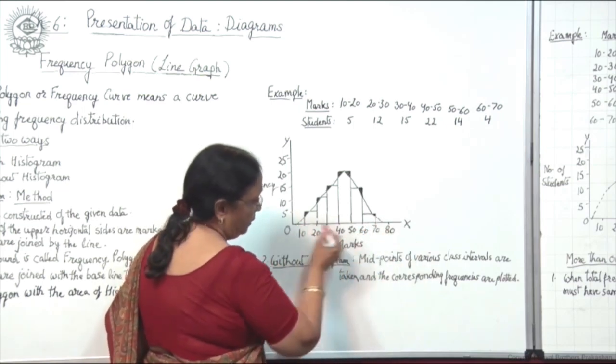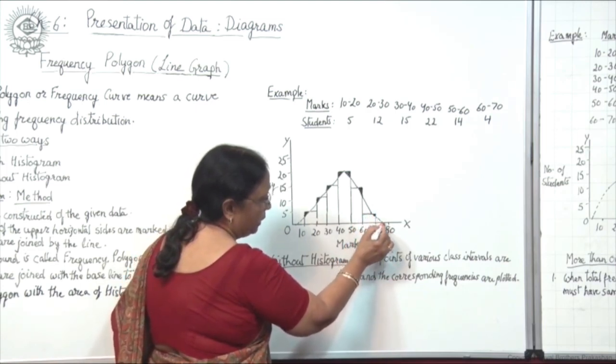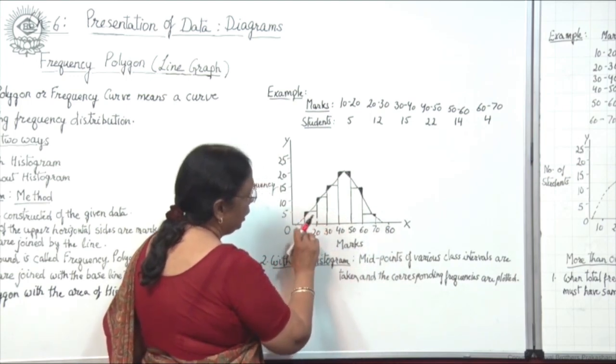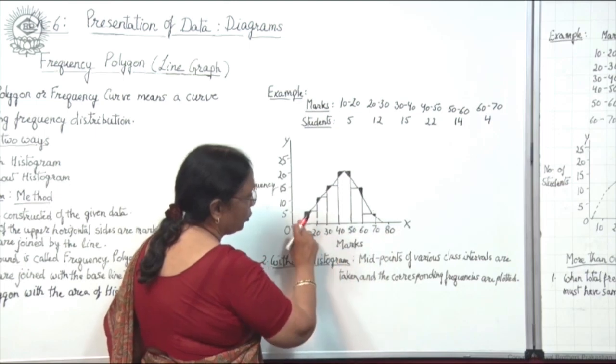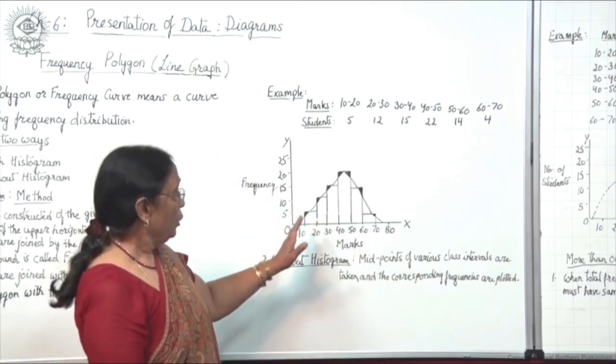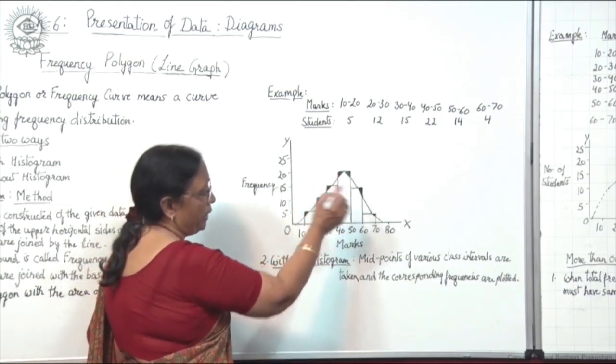This is the baseline. The end point, because here you have taken the midpoint, but this midpoint will be extended till the baseline here, and this one will be extended till the baseline here, to equate the area of the histogram with the frequency polygon. Now here in this diagram you see that some area is shaded.